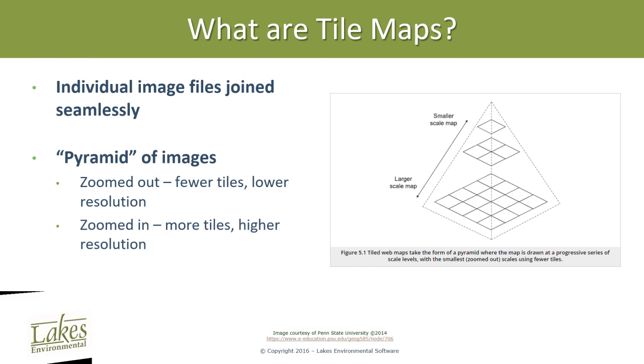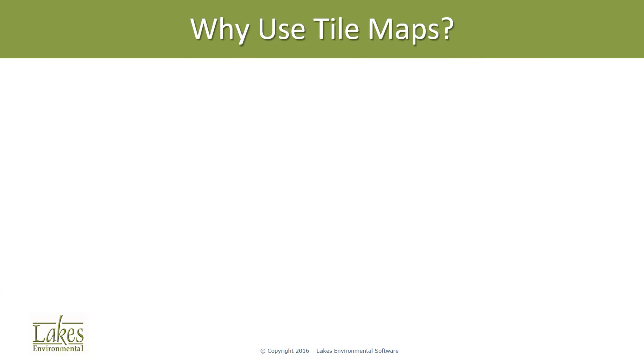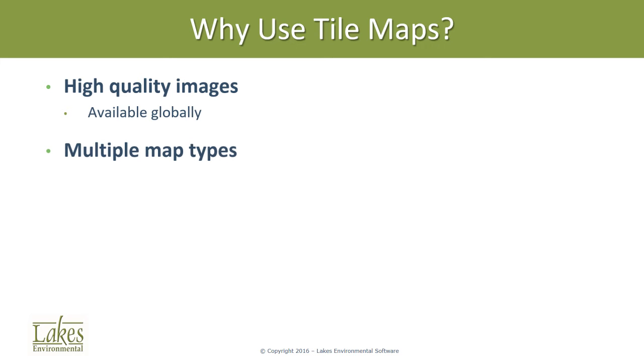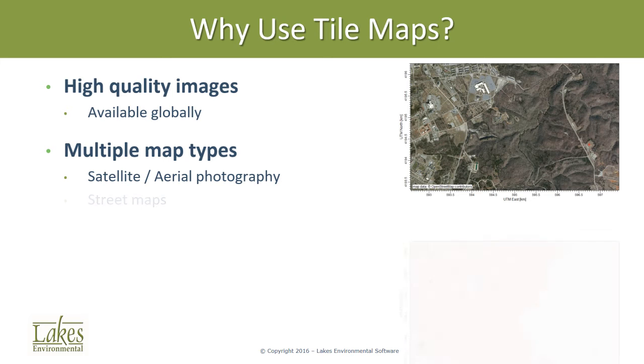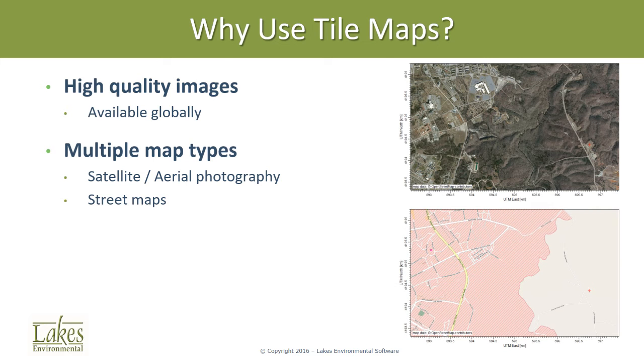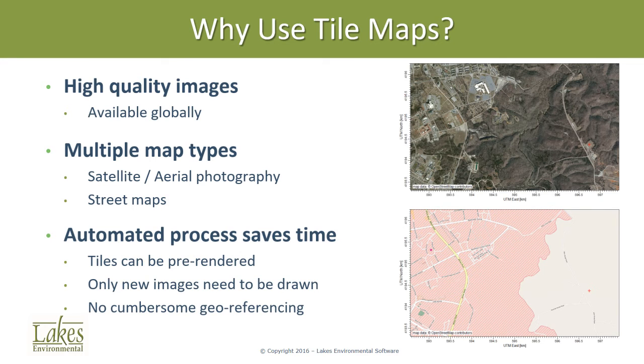There are several major advantages to using tile maps. High-resolution imagery is available globally, with higher-resolution data being continuously updated. You can choose from different map types, aerial photography from satellites, or street maps. Tile maps are displayed rapidly, which greatly improves the user's experience. This is done by pre-rendering tiles, with only new images needing to be drawn as the user pans across the map. Tile maps save time because the images are already geo-referenced to the display area, avoiding the cumbersome process of manually geo-referencing individual map images.